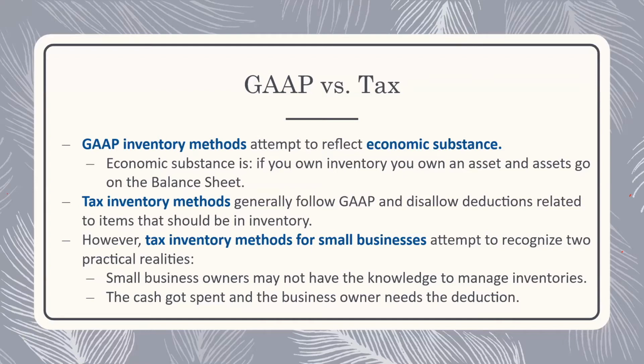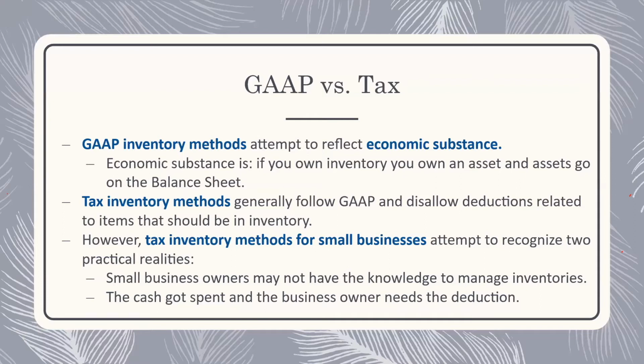Tax inventory is different. It generally follows GAAP. Yes, economic substance, we want to tax them on that. Wait, no, we don't want to tax them on that. They're small and they're broke. They can't afford not to take the deduction, right? And we want to give small businesses a break and let them take the deduction because the cash is gone. They don't have the cash to pay the tax. We should let them deduct it, even though that's going against economic substance.